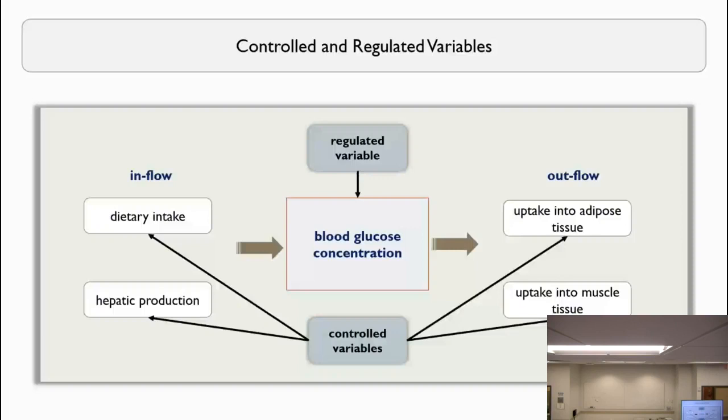We don't have any sensor for dietary intake, for the hepatic production of glucose. We don't have any sensor for the output, for the uptake into the adipose tissue. We don't know how much glucose went into the adipose tissue. We don't know how much glucose went into the muscle. These are things that we manipulate. Glucose is high, put it in the adipose tissue and in the muscle, so we decrease the glucose. It's low, well, we have to take something sugary, or we have to produce glucose from the liver. We manipulate those variables to contribute to the maintenance of the regulated variable.